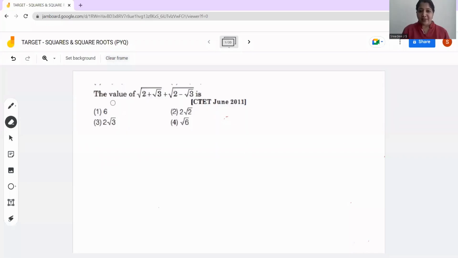So first question is the value of square root of 2 plus root 3 plus square root of 2 minus root 3 is. So here it is two numbers which are under radical sign, right? So how will we solve it? First of all, we have to represent this as number x. So x is equal to square root of 2 plus root 3 plus square root of 2 minus root 3.